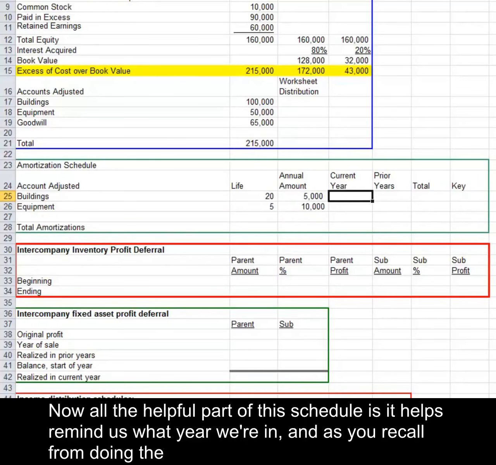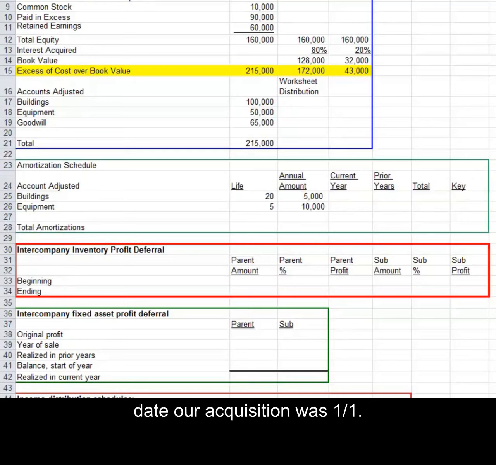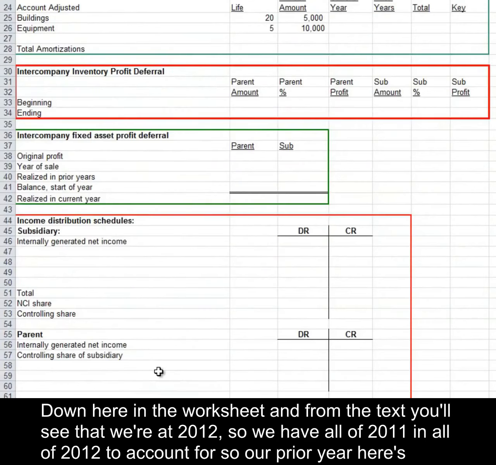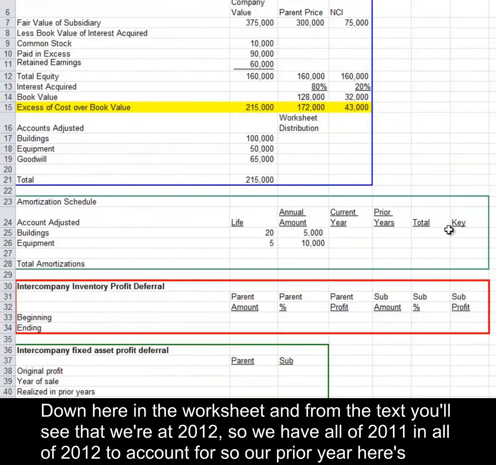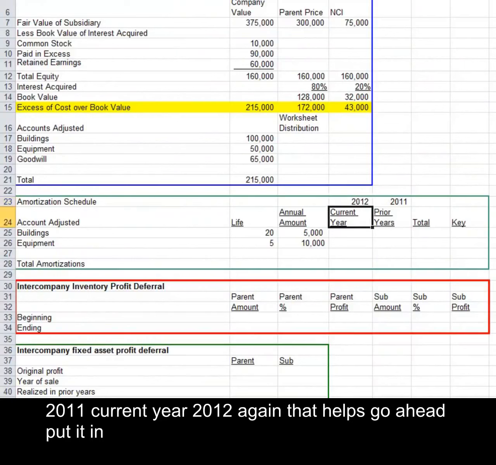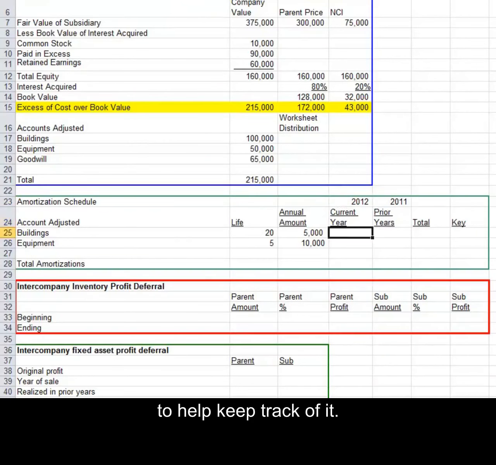Now the helpful part of this schedule is it helps remind us what year we're in. As you recall from the date, our acquisition was 1/1 down here on the worksheet, and from the text you'll see that we're at 2012. So we had all of 2011 and all of 2012 to account for. Our prior year here is 2011, current year 2012. Again, if that helps, go ahead and put it in to help keep track of it.